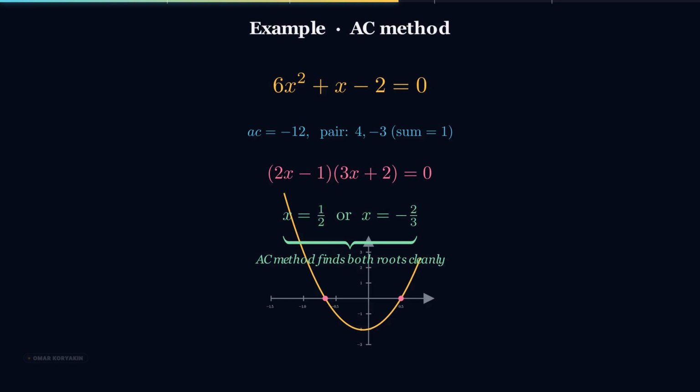Apply the zero product property. 2x minus 1 equals 0 gives x equals 1/2. 3x plus 2 equals 0 gives x equals negative 2/3. Both are valid solutions, including the fractions, because no domain restrictions apply to a polynomial equation.